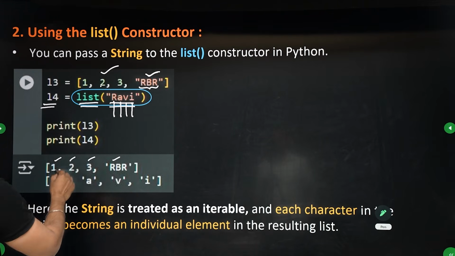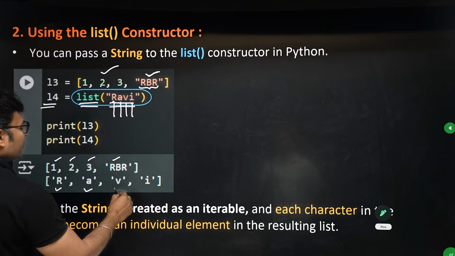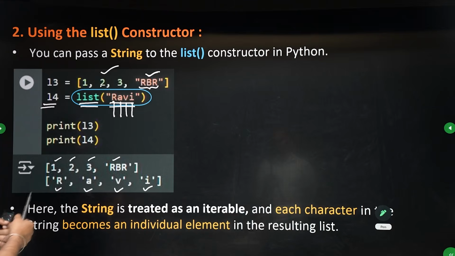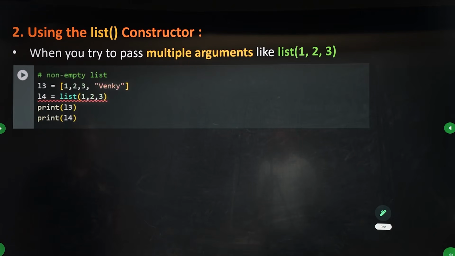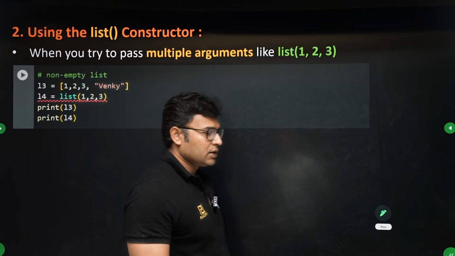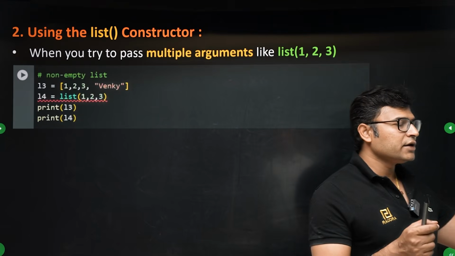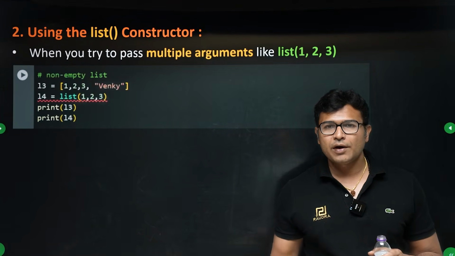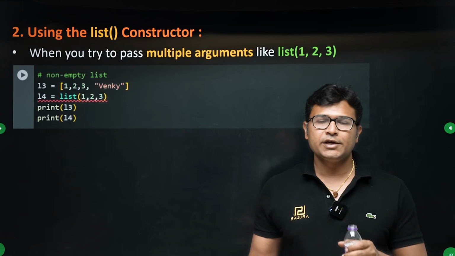But when you print L4, R is taken as a separate element, A is taken as a separate element, B is taken as a separate element, I is taken as a separate element, which means the string is separated and every character becomes an element in the list. Now, when you pass multiple arguments to list, it will not work. A list will only work if there is a single iterable object. It can be a list, or it can be a tuple, or it can be a dictionary.